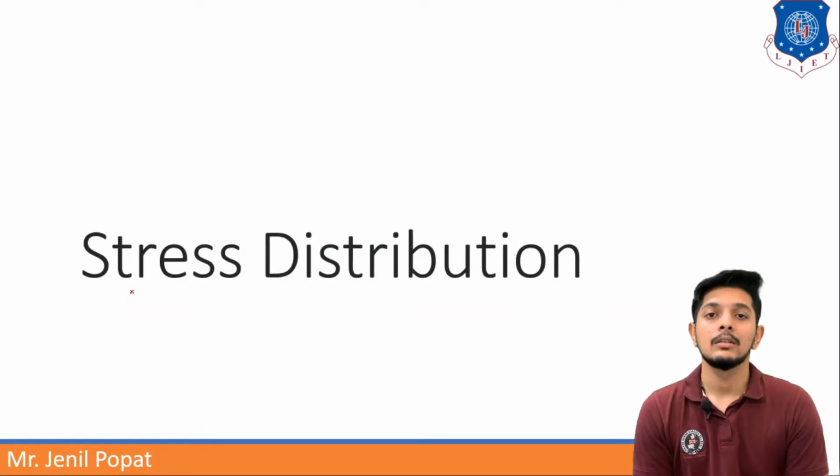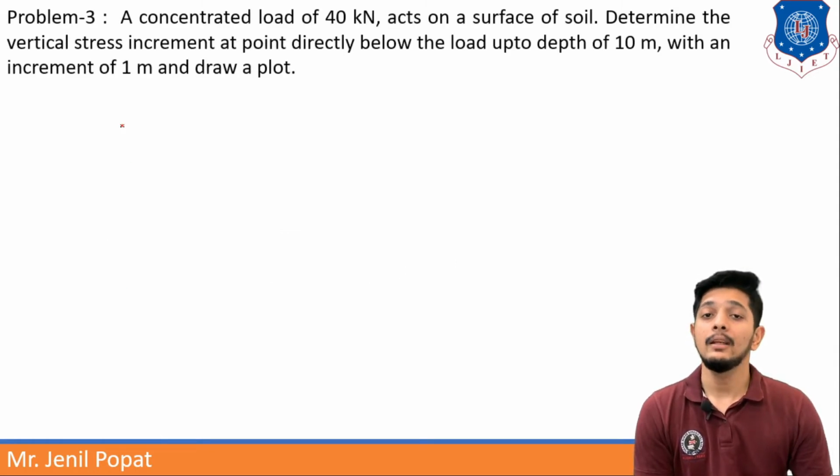We are discussing stress distribution. Let us continue with numericals. Problem number 3. It states that a concentrated load of 40 kN acts on a surface of soil. So, concentrated load of 40 is given. Determine the vertical stress increment at point directly below. So, we have to calculate vertical stress increment at point directly below the load.